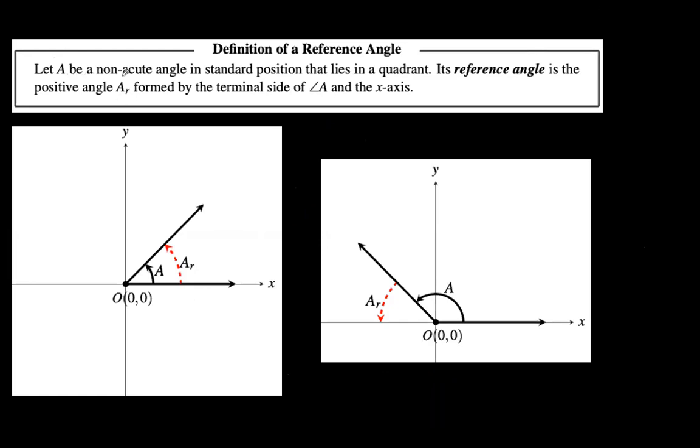So, let A be a non-acute angle in standard position that lies in a quadrant. Its reference angle is the positive angle A sub r formed by the terminal side of angle A and the x-axis. So, this is it. These are our reference angles.